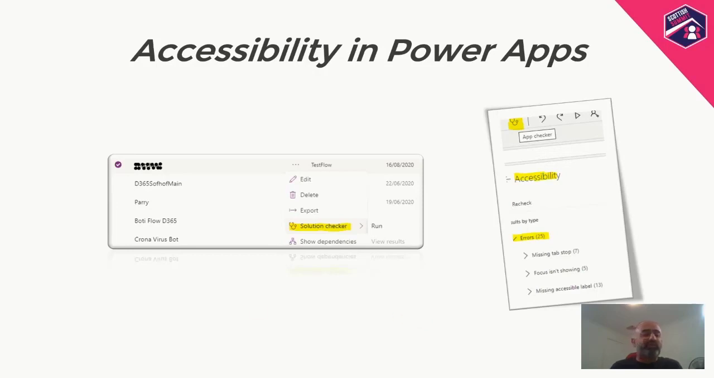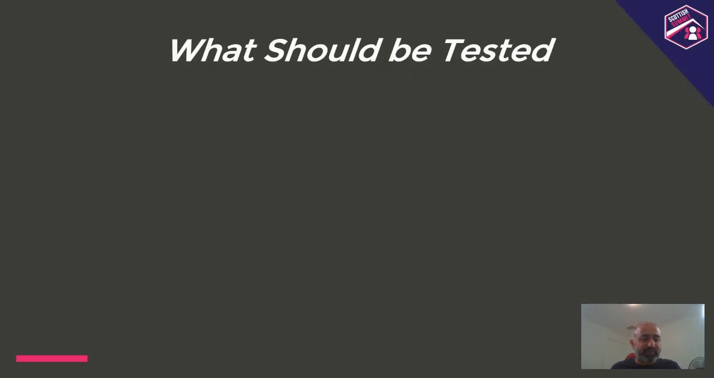Solution checker is not completely about accessibility. It checks a few other issues as well, but for web resources, it also reports accessibility issues. And when we are talking about a Power Platform project, there are many things we need to test. Of course, the portal, being publicly available, should be a priority.